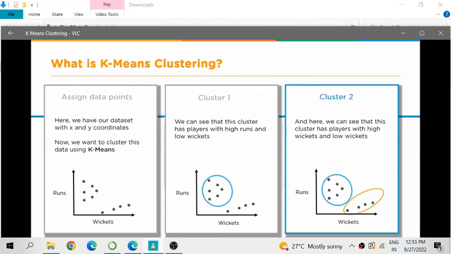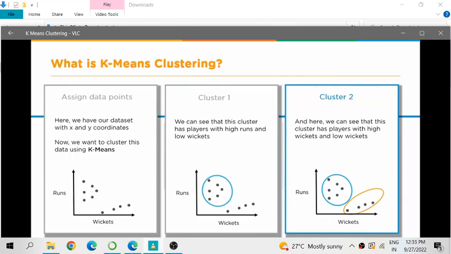But the machine has to understand this. So for this purpose, we are going to use a specific strategy called clustering. In k-means clustering, we want to cluster the entire data set specifically into two groups: one cluster of bowlers, and the other of batsmen.